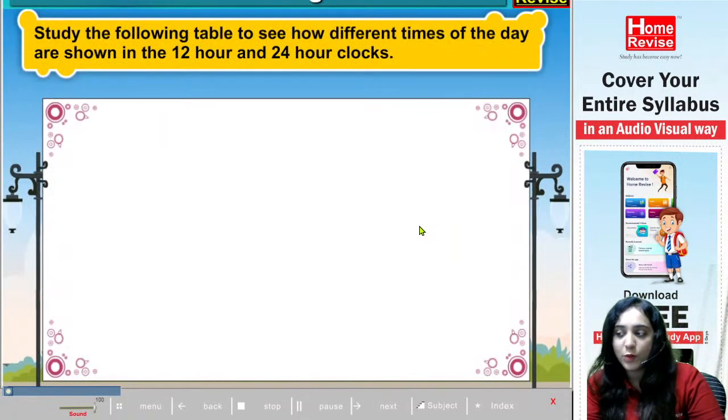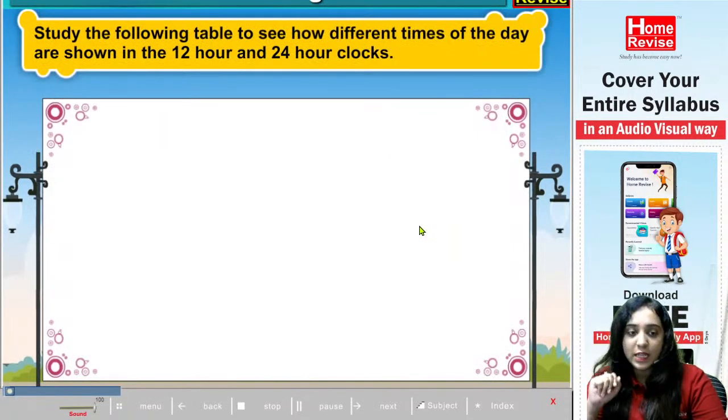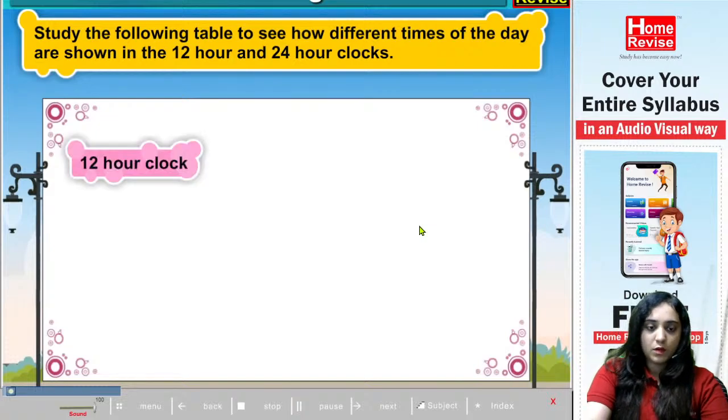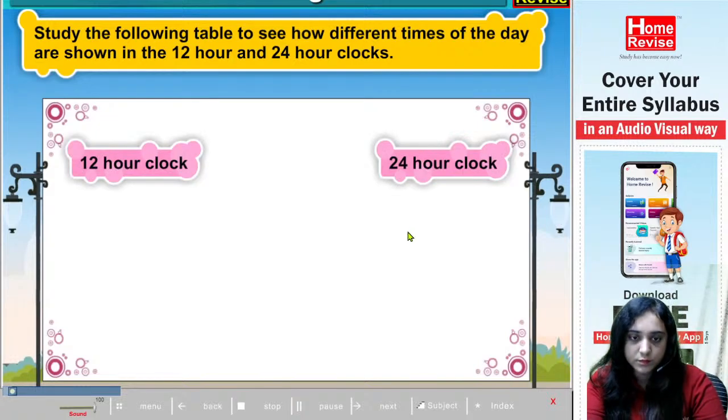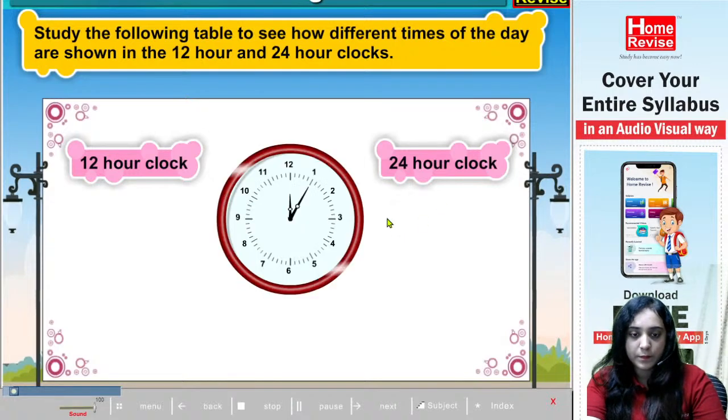Study the following table to see how the different times of the day are shown in the 12-hour and 24-hour clocks. Answer 1.